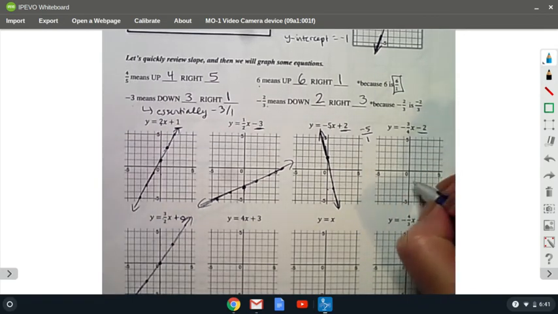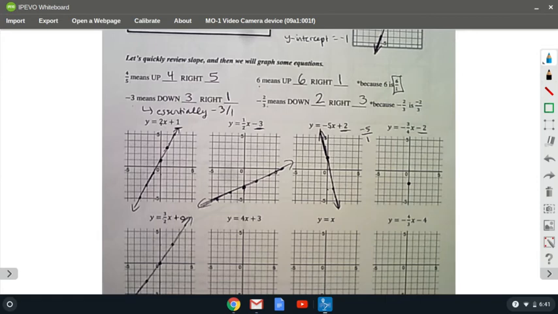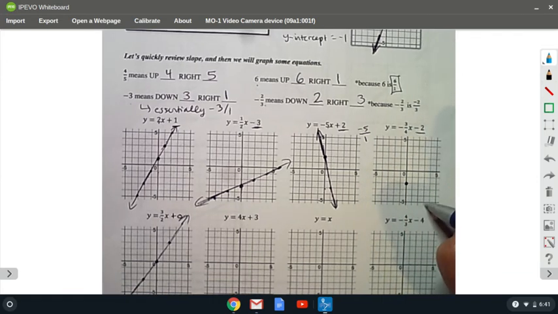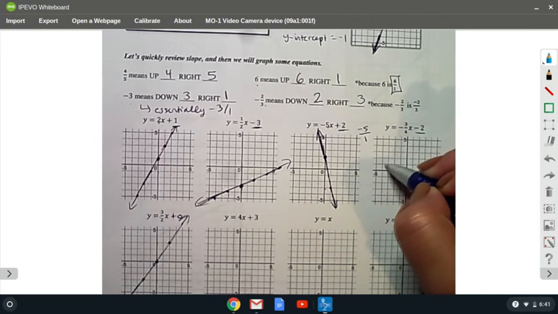This one, my y-intercept is -2, and my slope is -3 over 4. So that means I'm going to go down 3 over 4. The opposite way would be up 3, left 4.